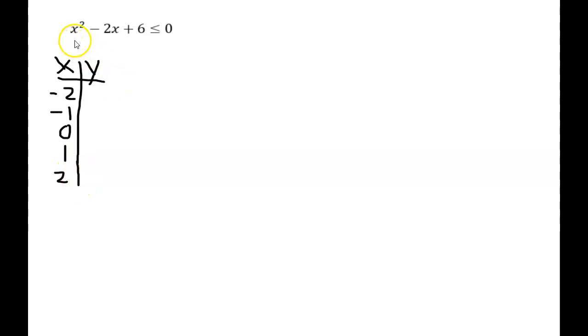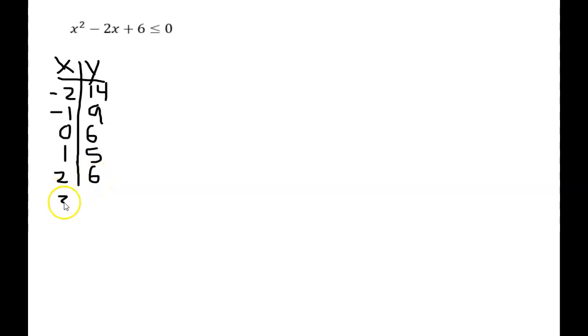Alright, so if I plug a -2 in there, I'm going to get a 4 minus a -4, which is 8, plus 6, which is 14. If I put a -1 in there, I'm going to get a 1, plus 2, which is 3, plus 6, which is 9. If I plug a 0 in there, I'm just going to get a 6. If I plug a 1, 1 minus 2 is -1, -1 plus 6 is 5. If I plug a 2 in there, 4 minus 4 is 0, plus 6 is 6.